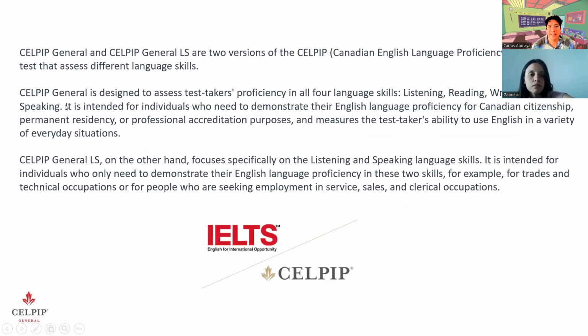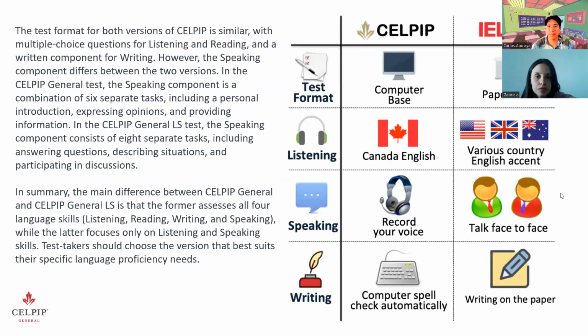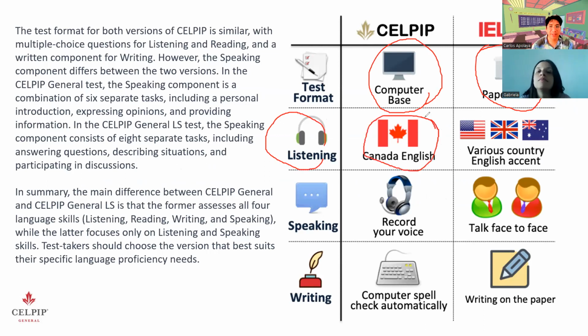Te viene cuál es la diferencia entre el CELPIP General, que te viene. Y aquí está, mira, por ejemplo, en el CELPIP es en computadora. Te sientas, te pones unos buenos audífonos y lo das. En el IELTS es a mano. El listening solamente te viene Canada English. Y ya tú sabes que Canada English es como American English, ¿cierto?